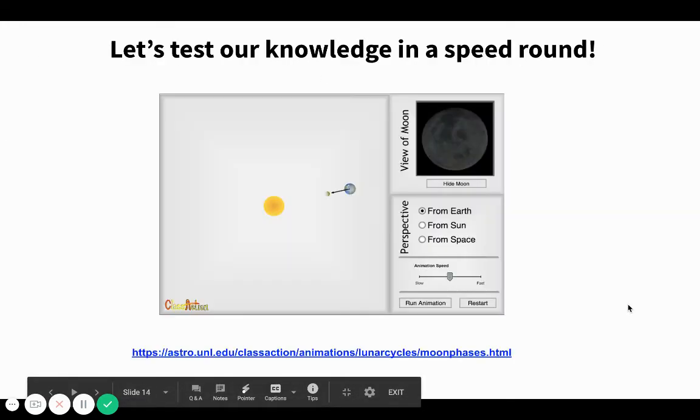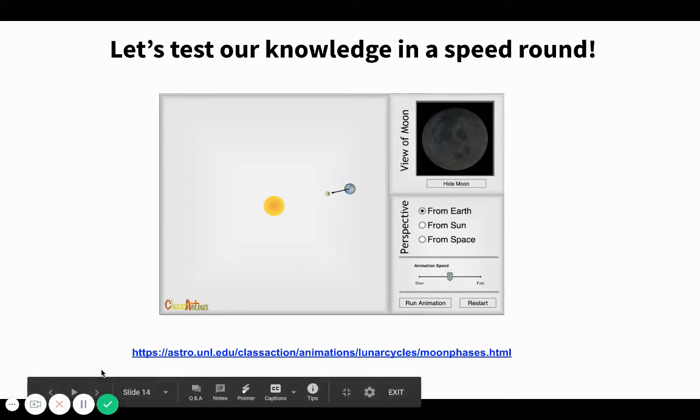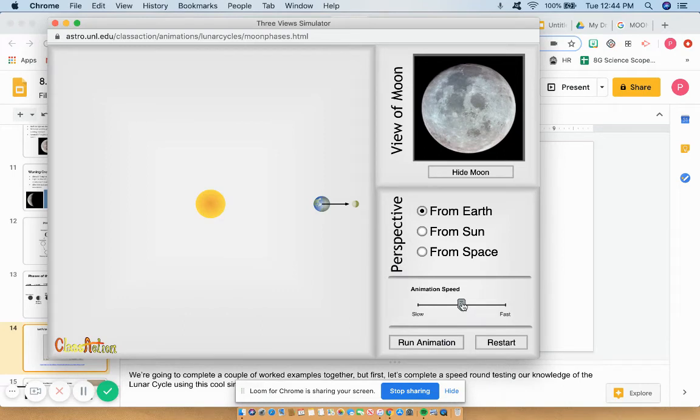Now, we are going to complete one worked example together using our Ruby strategies. But first, let's complete a speed round testing our knowledge of the lunar cycle using this cool simulation. All right, guys, I am going to click run animation, and you are going to tell me what phase the moon is in. Be sure that you are paying attention to the position the moon is in and its revolution around Earth compared to the sun. All right, let's do it. Speed round, go.